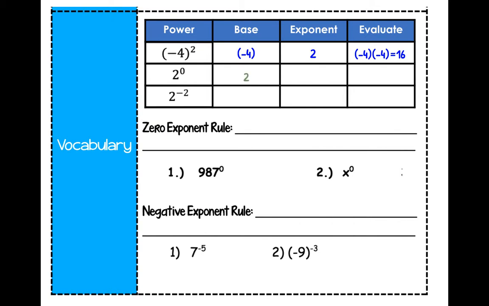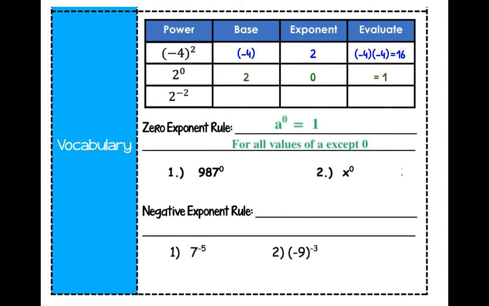Okay, let's see what happens when we have a power that's raised to the 0 power. My base here is 2, and my exponent is 0. When this happens, you are always going to get 1, and this is due to the 0 exponent rule, which states that any value raised to the 0 power is going to give you 1. This applies for all values of a except for 0.